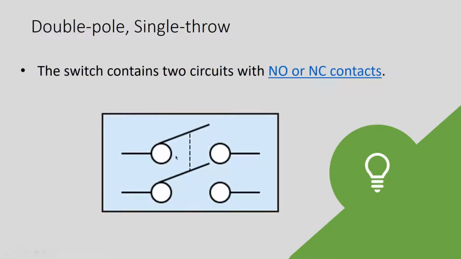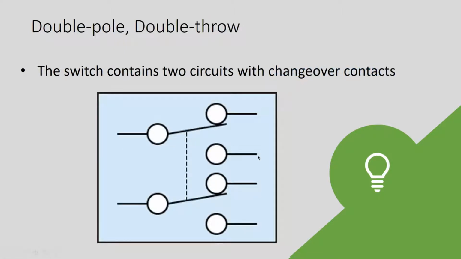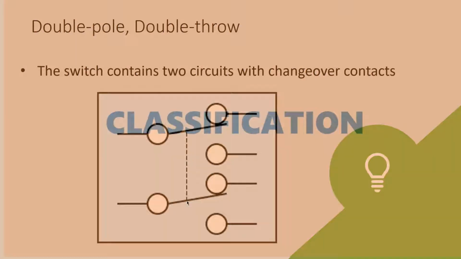Then we have the double pole single throw. We have two circuits here, but we only have one contact point. The two circuits indicating the double pole, then the one contact point indicating the single throw. Then we have the double pole double throw, two circuits, then two contact points, the double throw, then the double pole. Then we have the classification of switches.